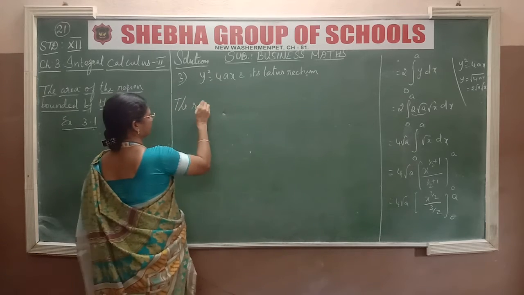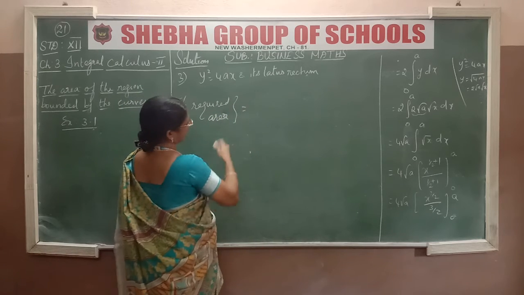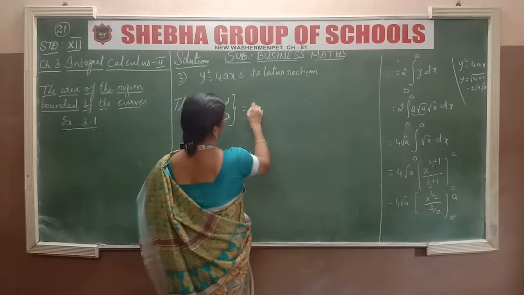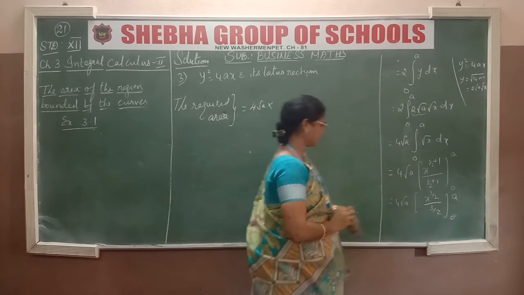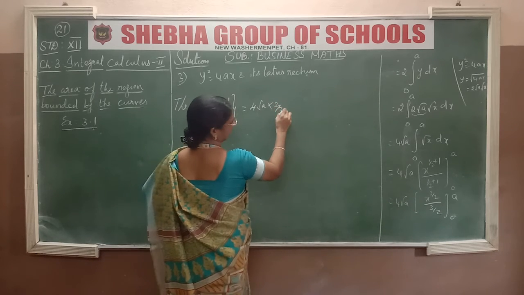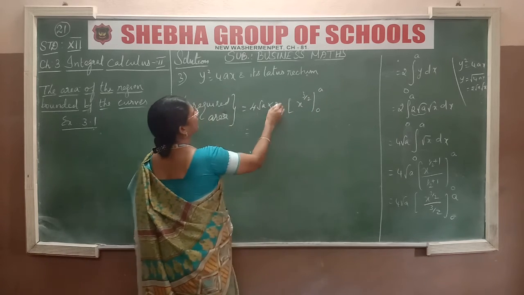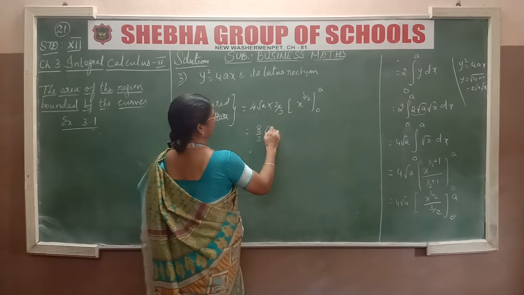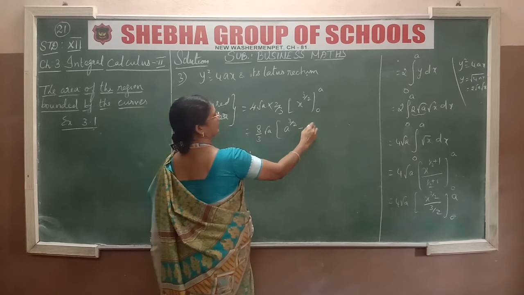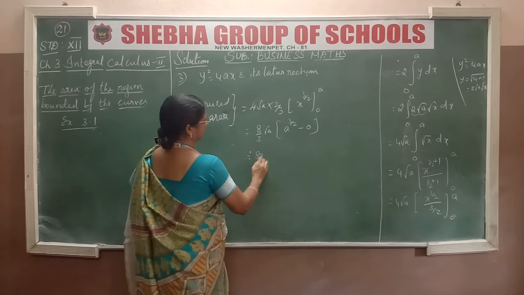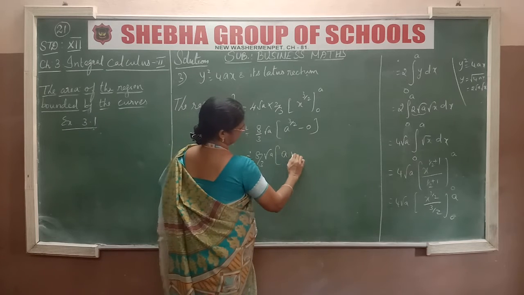So our required area is 4 into root a into 3 by 2, taking to numerator we get 2 by 3 into x power 3 by 2 and the limit is 0 to a. So multiplying 8 by 3 root a into substituting x equal to a, the upper limit and the lower limit. So we get 8 by 3 root a into a power 3 by 2 is a into root a.